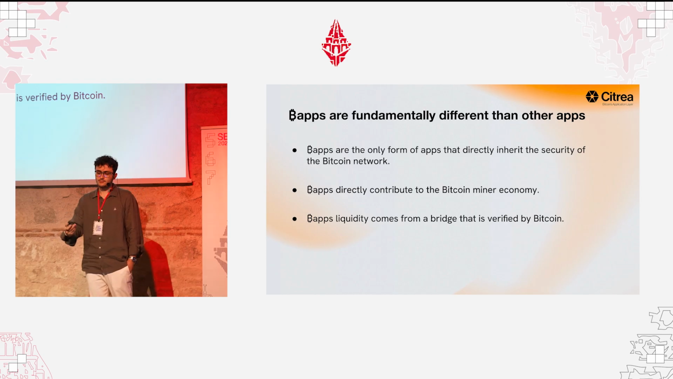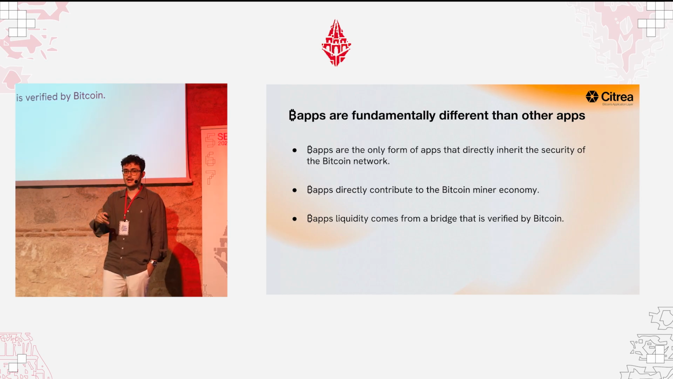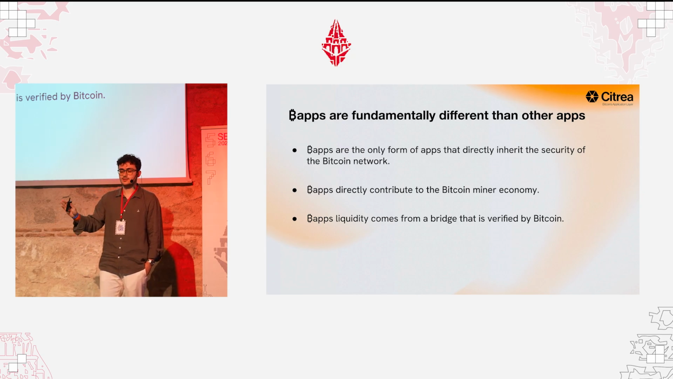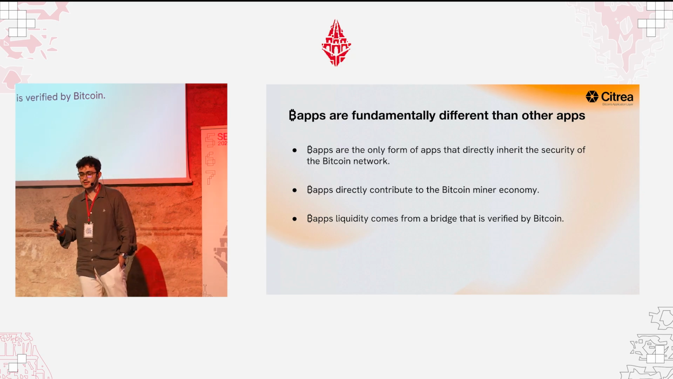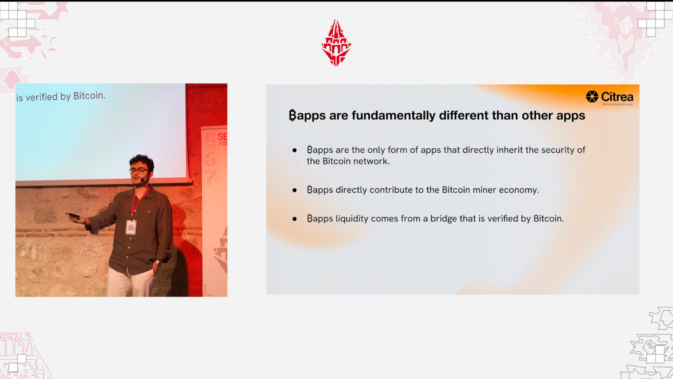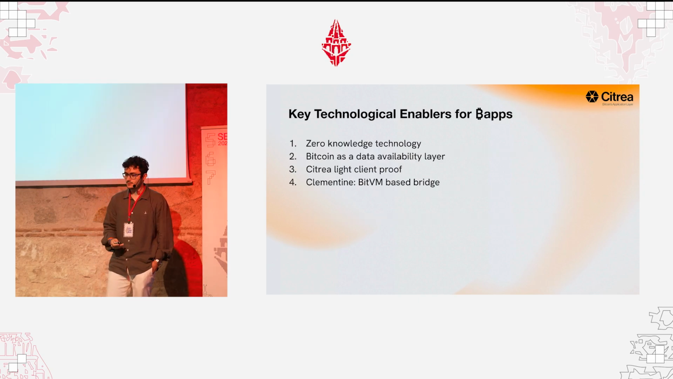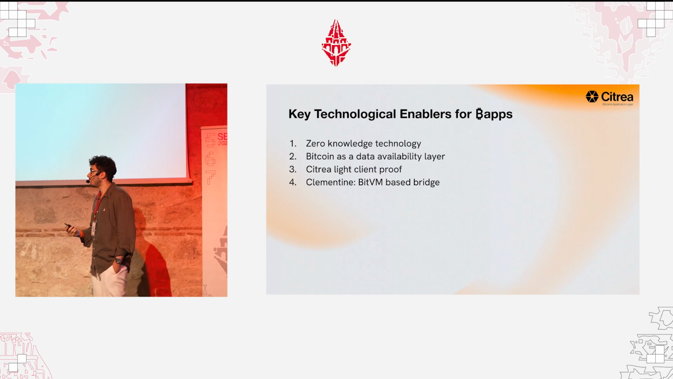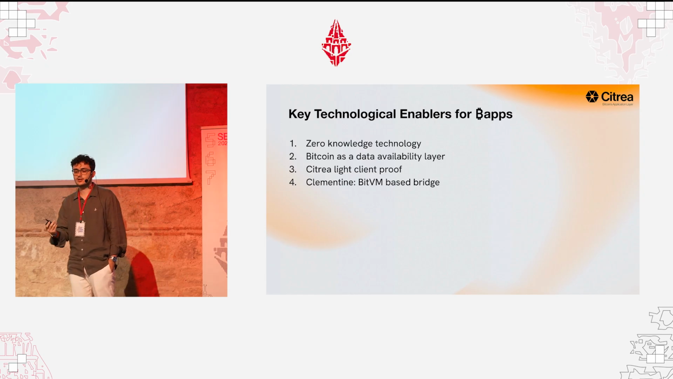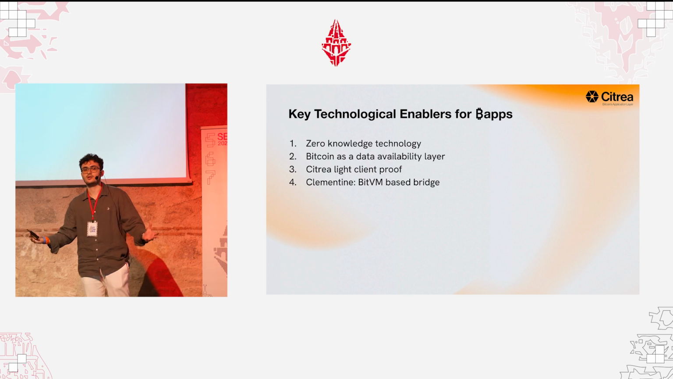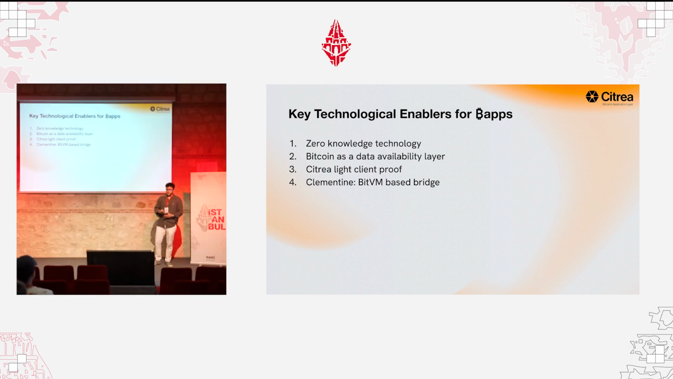And of course, BAP's liquidity comes from a bridge that is actually verified on Bitcoin. So anything you do in Clementine is going to end up being verified by Bitcoin. And that basically powers the BAPs, right? So let's talk about what happened in the technology so that we can do all of these and create this new category of applications called BAPs.